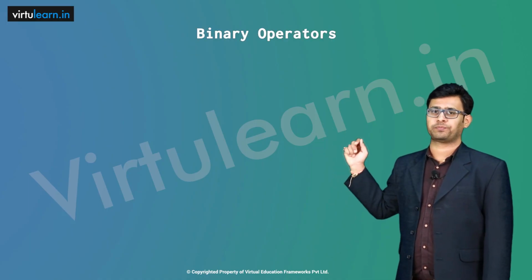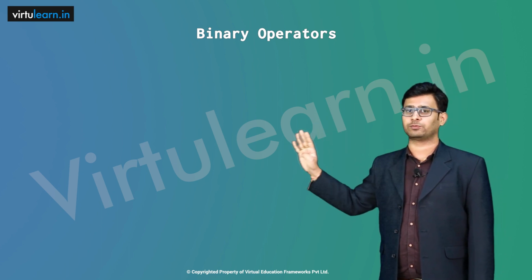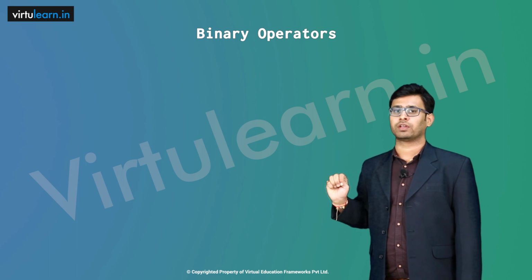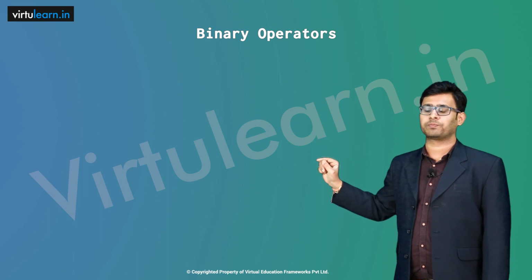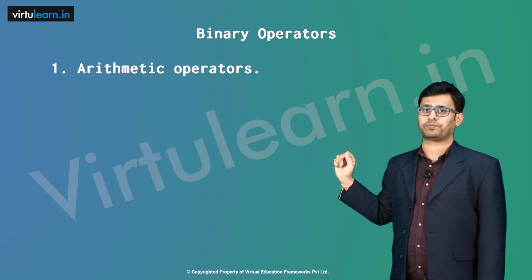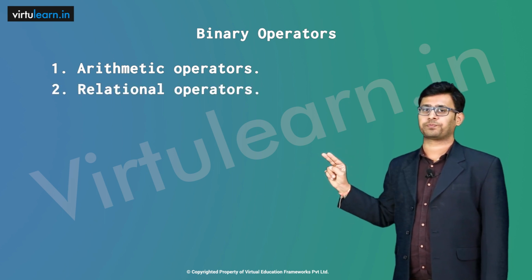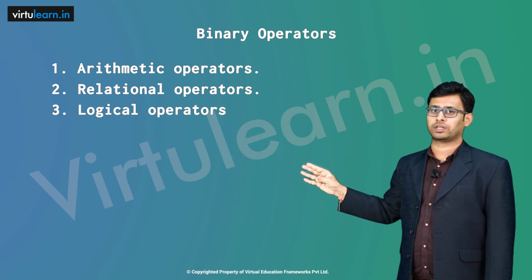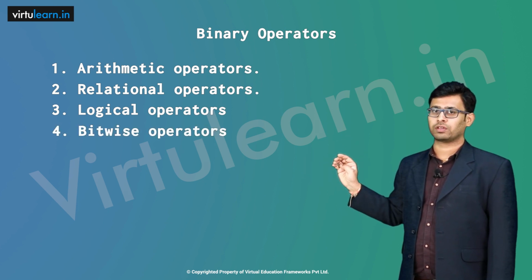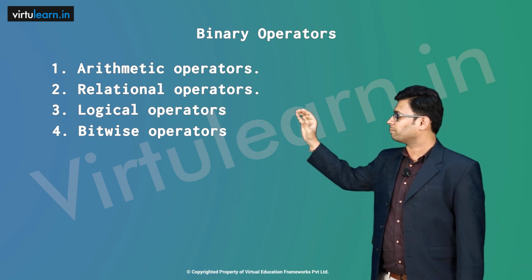Binary operators. In the binary operators, there are 4 operators which fall under this particular category. The first operator is arithmetic operators. The second one is relational operators. The third one is logical operators. The fourth one is bitwise operators. So these are the 4 operators which fall under the category of binary operators.